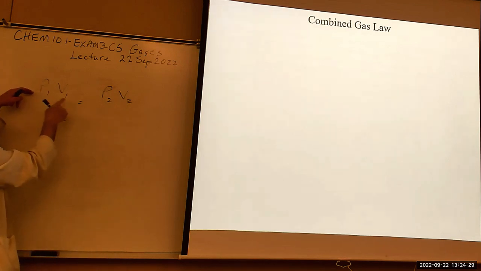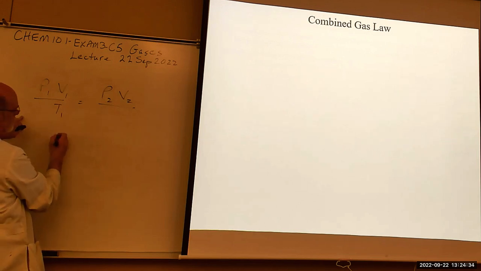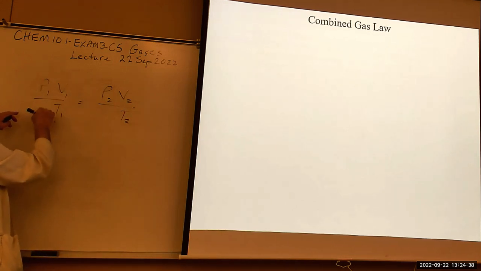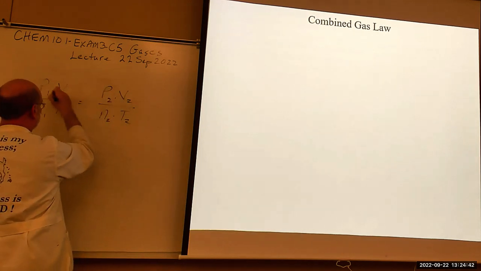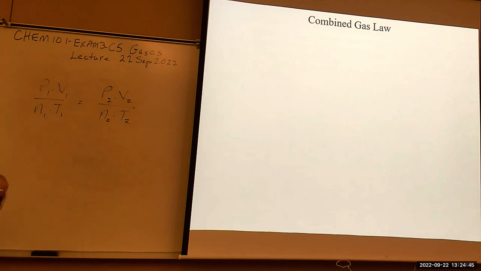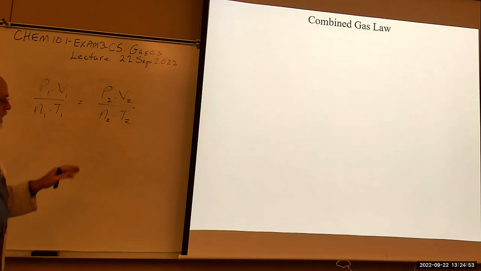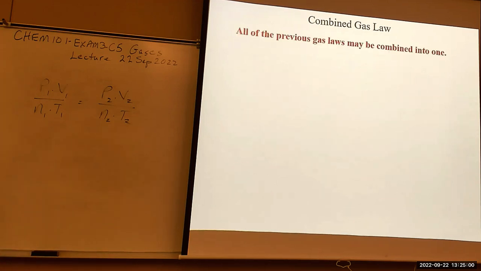But we also know the relationship between volume and temperature. And we know the relationship between volume and moles. That's the combined gas law. You can let all of them vary as long as only one of them is unknown. If there's more than one unknown in here, then you're stuck. That's the combined gas law.